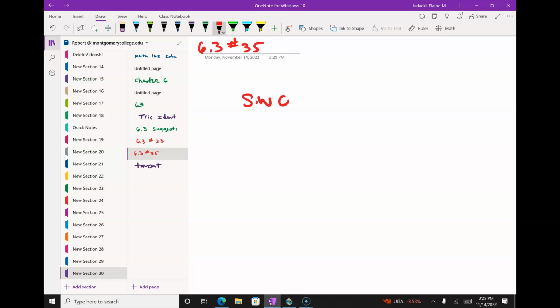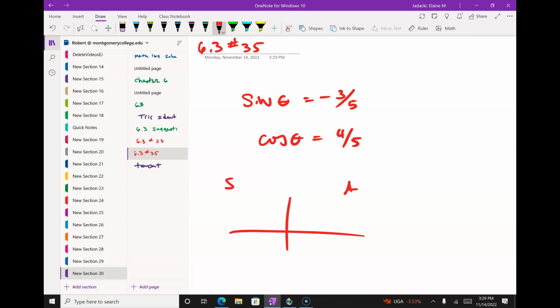So sine of theta is negative 3/5. Cos of theta is 4/5. What quadrant am I in? Fourth quadrant is correct. I need sine to be negative and cosine to be positive. I need to be underground to the right.